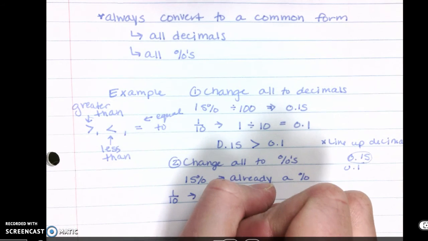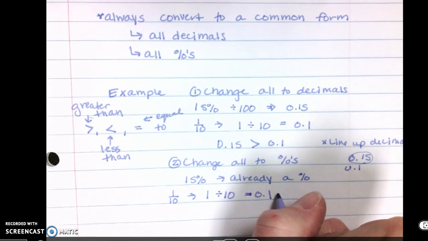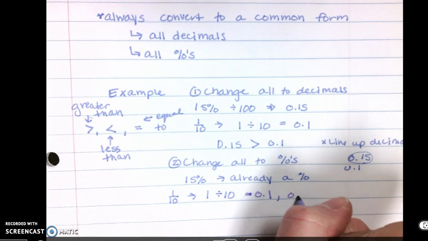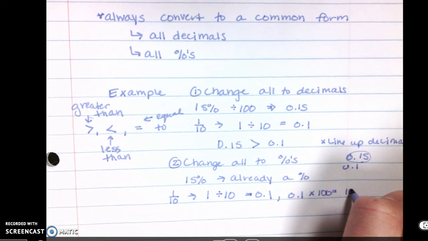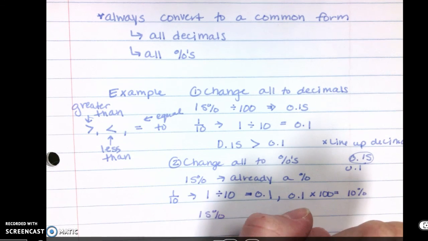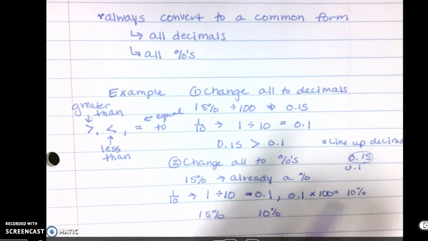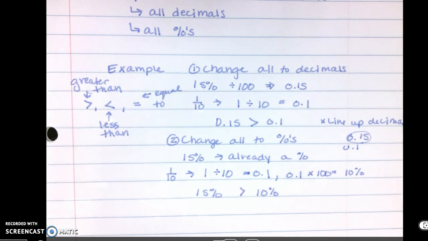Otherwise, you can just again type in your calculator, and then what you need to do after that, multiply it by 100, and you get 10%. So we have 15% comparing it to 10%. Well, I can see here 15% is more than 10%. So those are the two different strategies that you can use. Some students will use fractions as well. Most won't. Most will use one of these two ways.